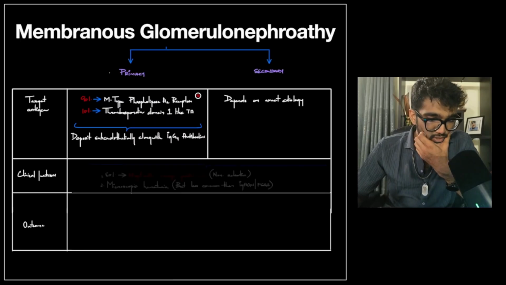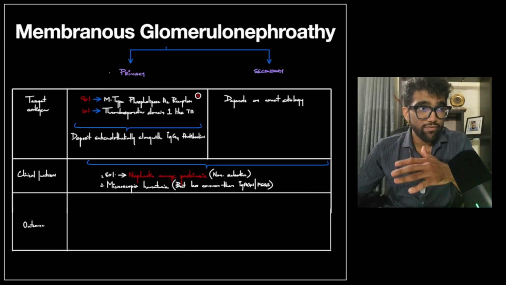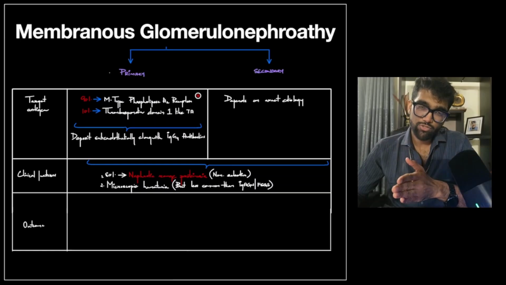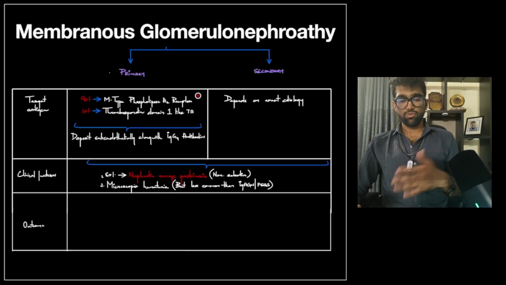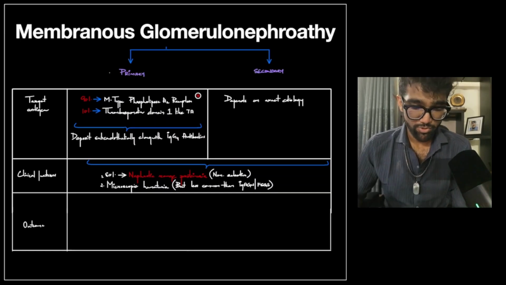The clinical features were that 4 out of 5 patients had non-selective nephrotic range proteinuria. Sometimes there was microscopic hematuria, but this was less common than in FSGS. So if you have an MCQ in which FSGS or IgA nephropathy is an option, microscopic hematuria would be much more common in those two as compared to membranous. But membranous can have microscopic hematuria.